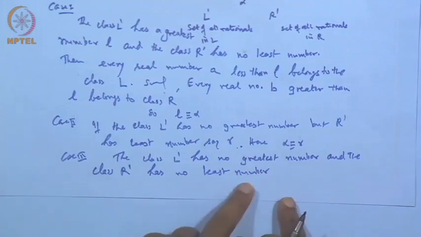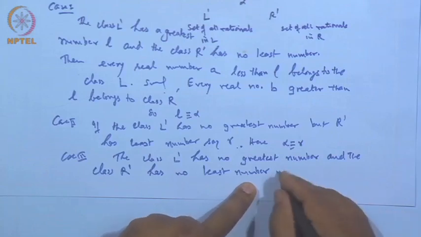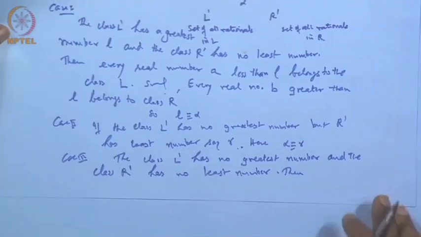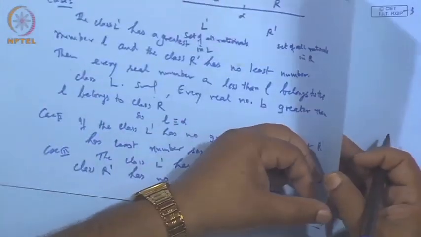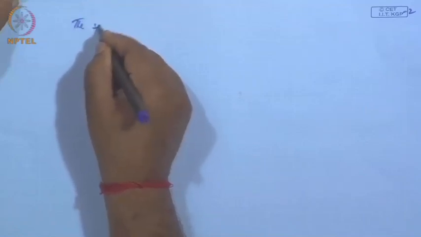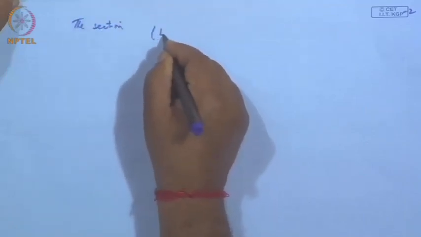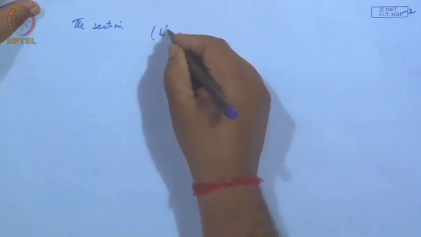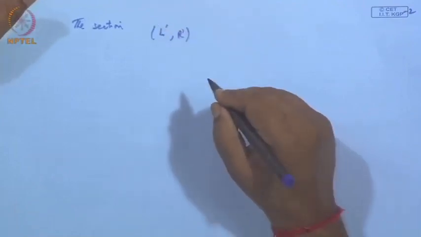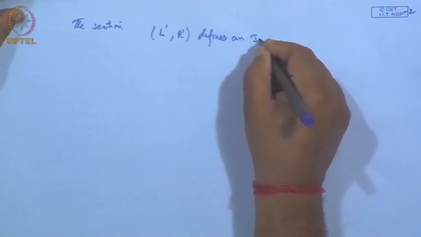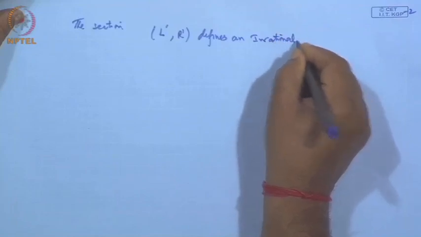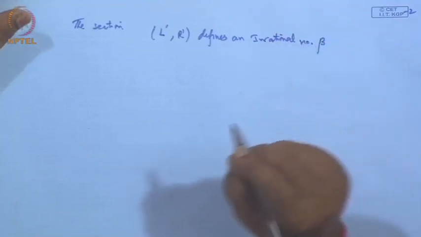Then basically this section will define a rational point. Then the section, is it okay? Then the section L dash R dash defines an irrational number beta.